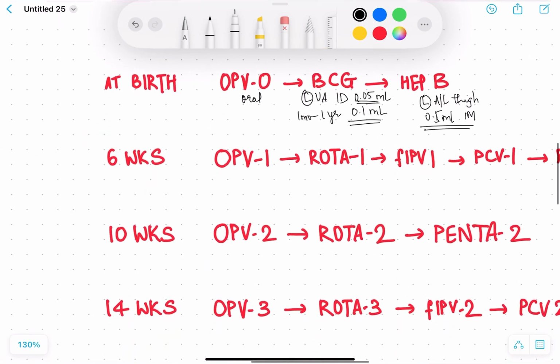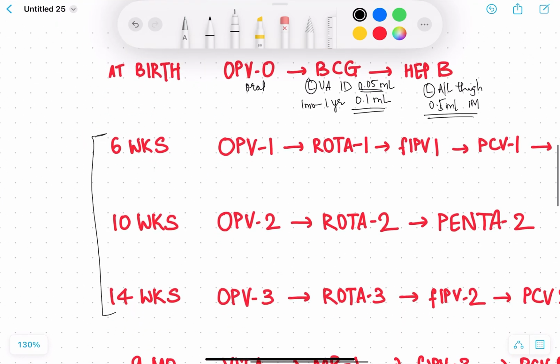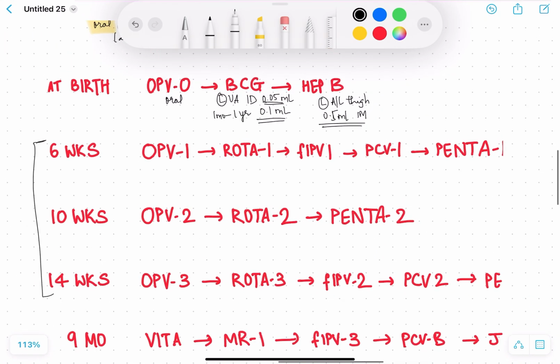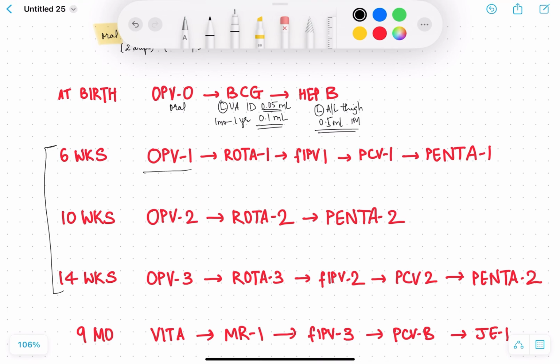Then at 6 weeks, now you have this, remember these together, 6, 10 and 14 weeks. So at 6 weeks you want to give, see, 3 vaccines are very standard. You have OPV, Rota and Penta. OPV, Rota, Penta, OPV, Rota, Penta. You are adding 2 vaccines, FIPV1 and PCV, that is your pneumococcal conjugate vaccine, and this is the fractionated IPV. These you are adding at 6 and 14 weeks.